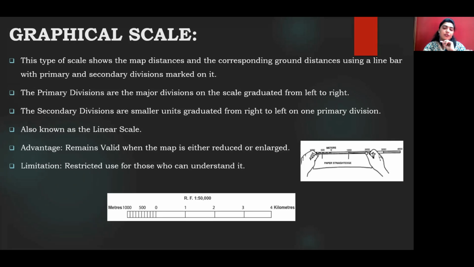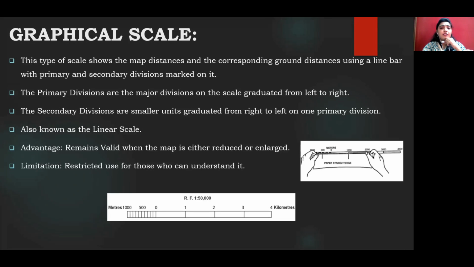So what you have to do is take your normal scale, the ruler that you have. You keep that ruler on this drawn scale, and then you determine that, okay, 1 centimeter here says 2 kilometers. So yes, my graphical scale is saying that 1 centimeter on the map is 2 kilometers on the ground. In this graphical scale, you have two kinds of divisions. You have one primary division, and you have the secondary division.